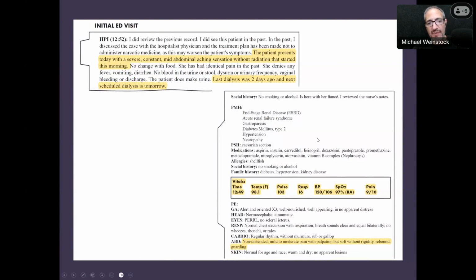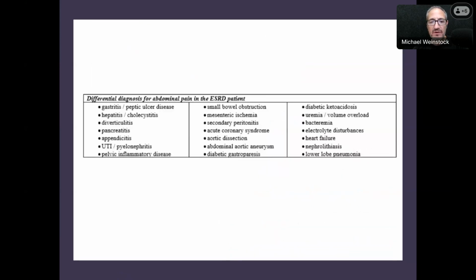Now, on her past medical history, not that surprising, in addition to end-stage renal disease, she also has diabetes. She also has a history of gastroparesis, and her vital signs are essentially normal, with some very mild tachycardia. Her abdominal exam shows a non-distended abdomen, mild to moderate pain with palpation, but soft without rigidity, rebound, or guarding.